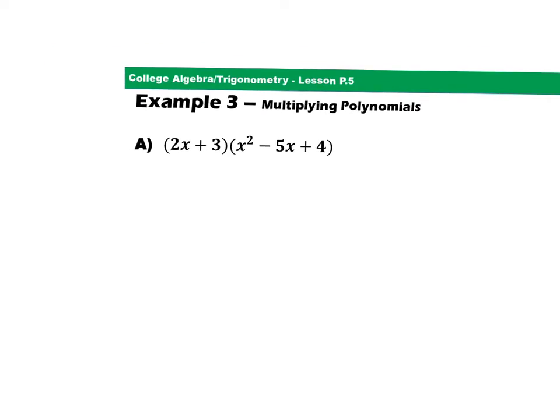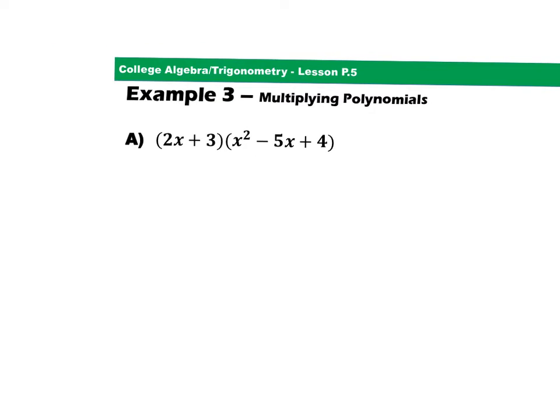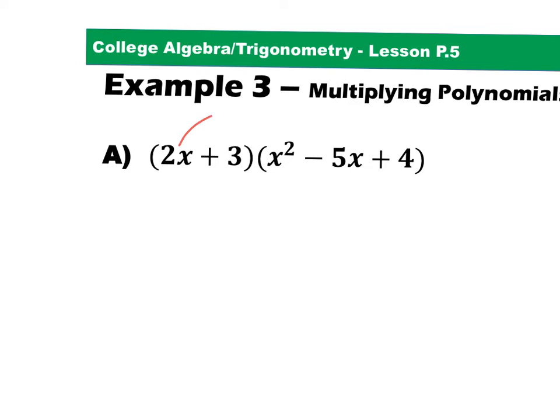Good, good, good. All right, same thing. I just have an extra term. I have a binomial times a what? A trinomial. So I'm going to have to FOIL, distribute, however you want to look at it. I'm going to say 2x times x squared is 2x to the 3rd. Good.